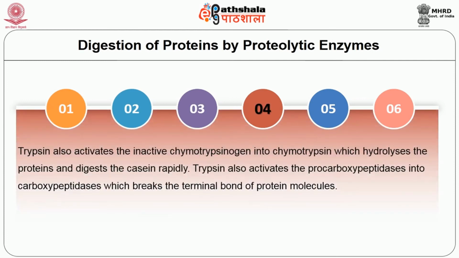Trypsin also activates the inactive chymotrypsinogen into chymotrypsin, which hydrolyzes the proteins and digests the casein rapidly. Trypsin also activates the procarboxypeptidases into carboxypeptidases, which break the terminal bond of protein molecules.